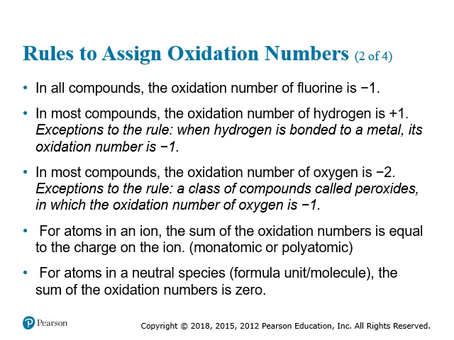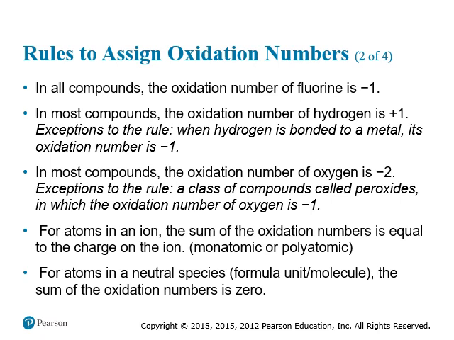In most compounds, the oxidation number of oxygen is -2. Once again, there's an exception to the rule, a class of compounds known as peroxides, where the oxidation number of oxygen is -1. And I will not speak to peroxides, so operate with the understanding that in most compounds, the oxidation number of oxygen is -2.